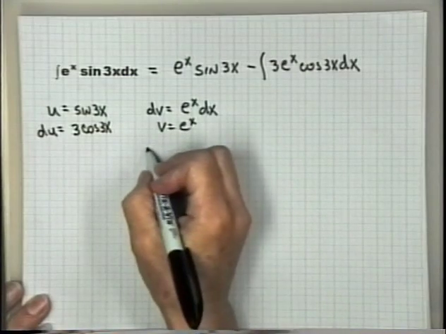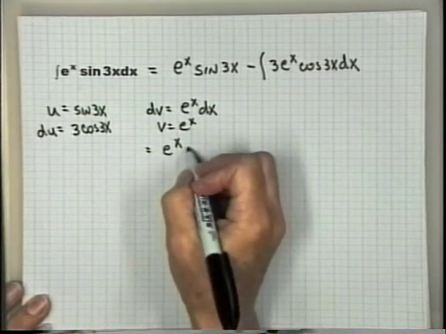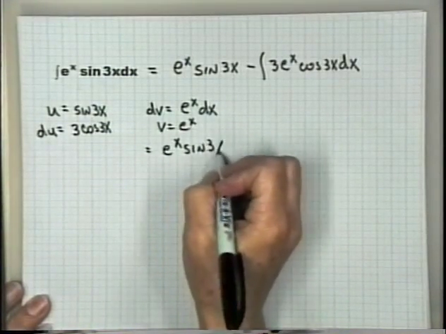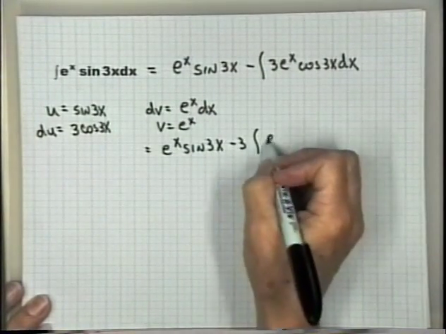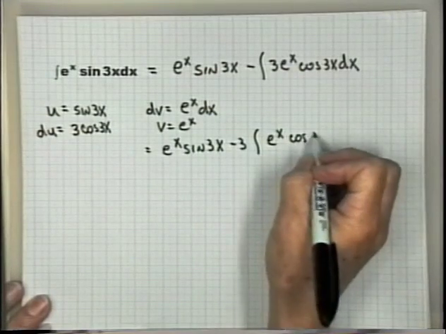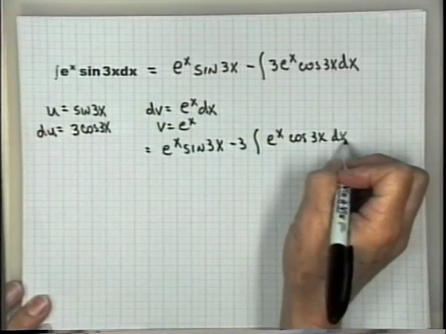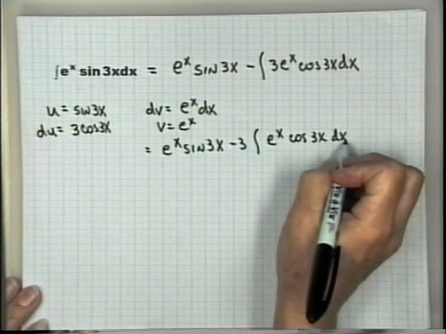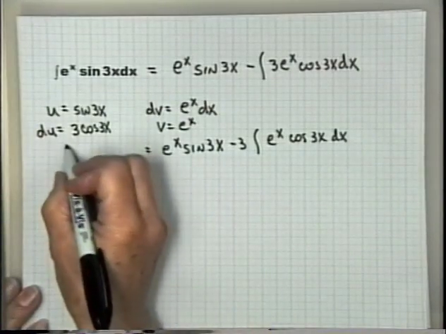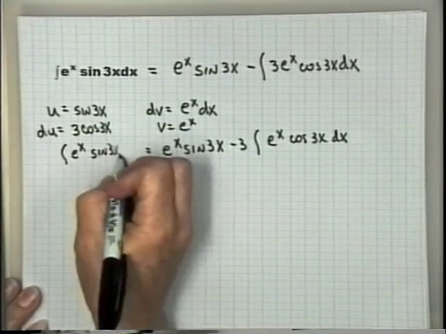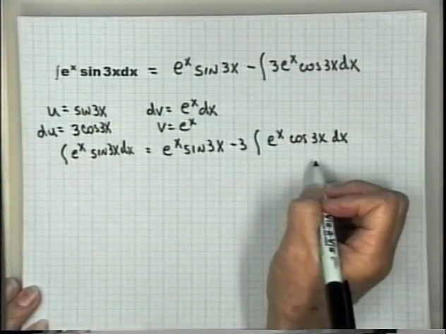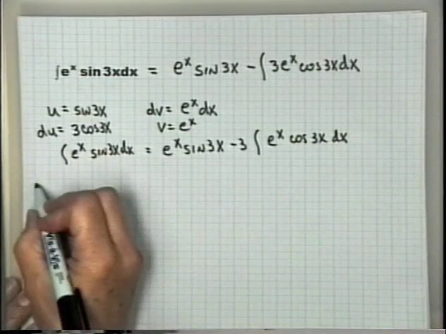Let me pull this answer down here. I've got e to the x sine 3x. This time I'm going to go ahead and pull that 3 in front and look at it like this. Okay? Now, what I have so far is the integral of e to the x sine 3x dx is equal to this. Okay? Now I'm going to do parts on this.